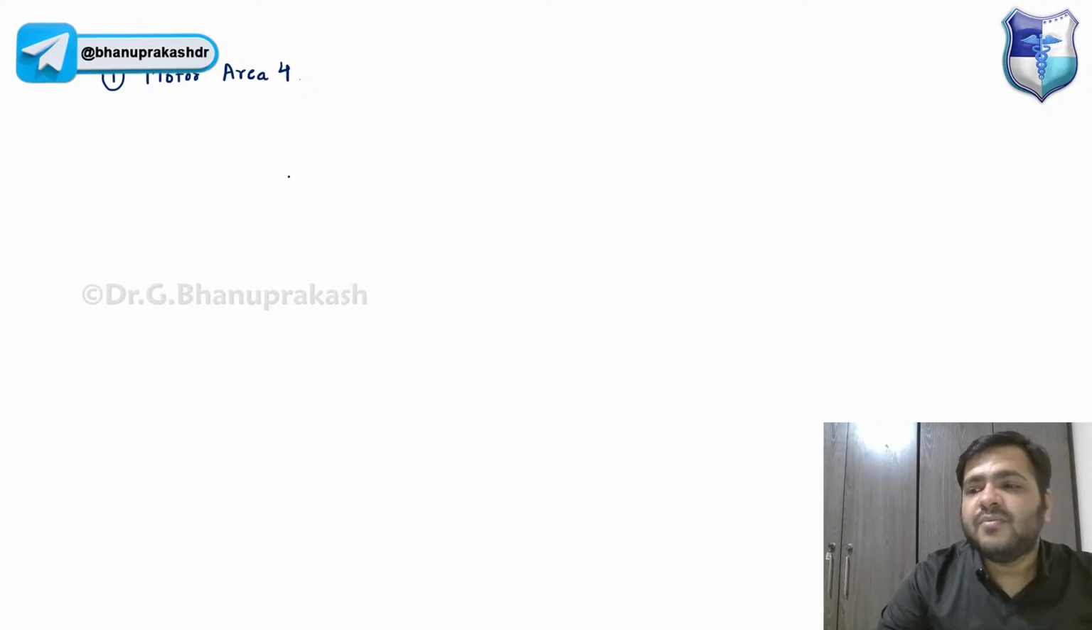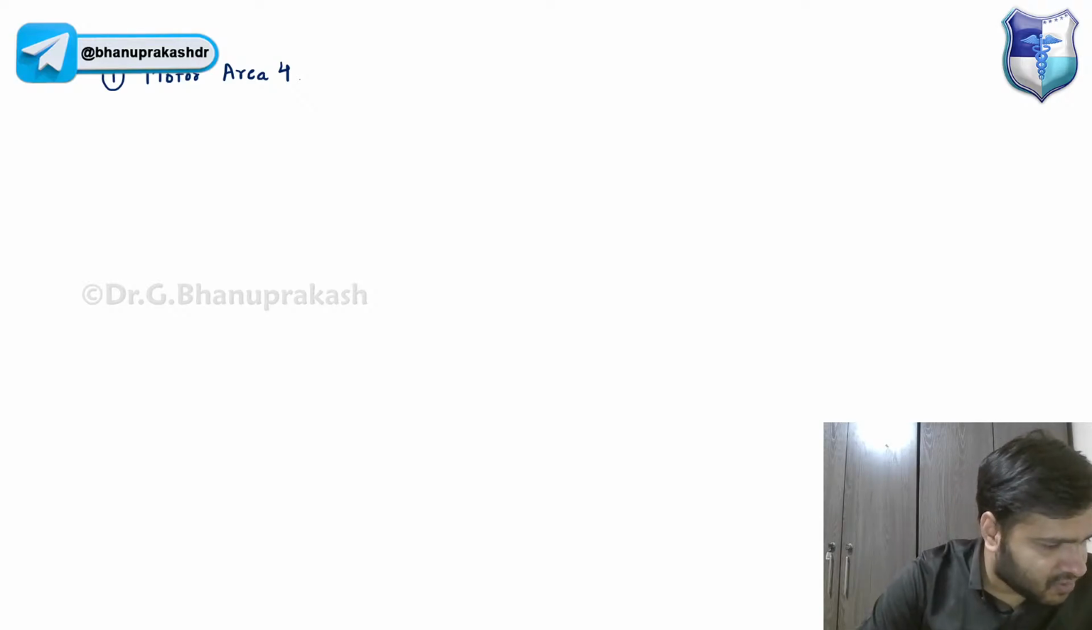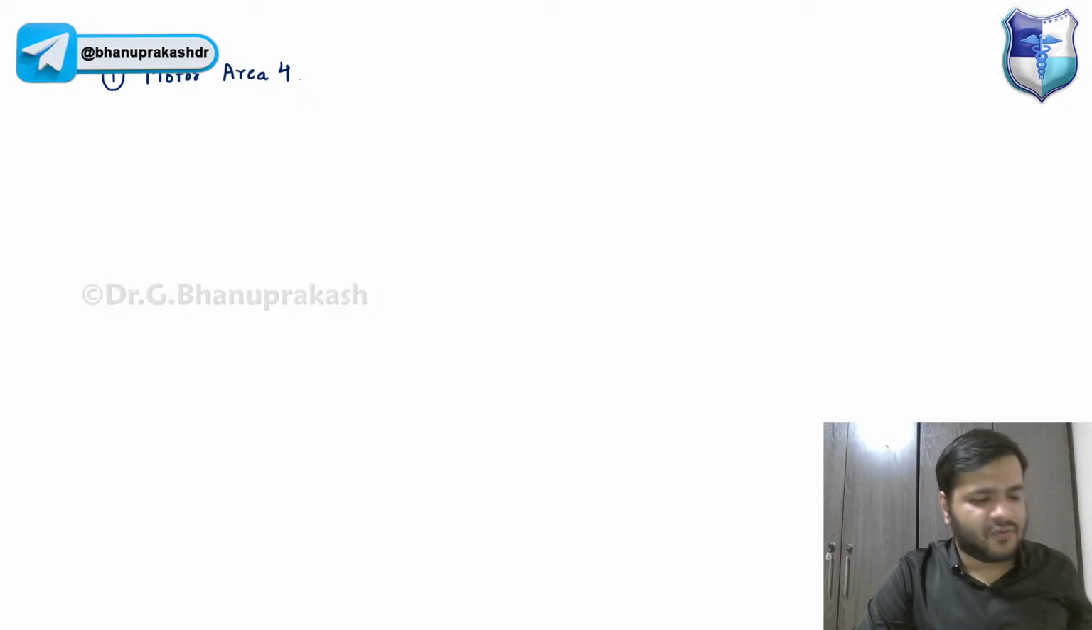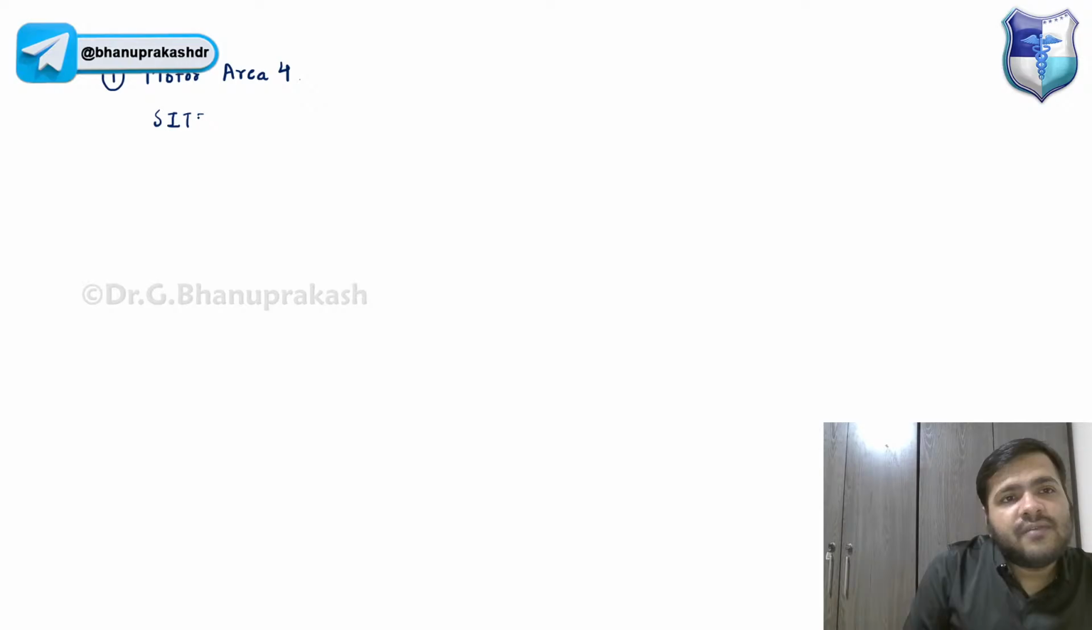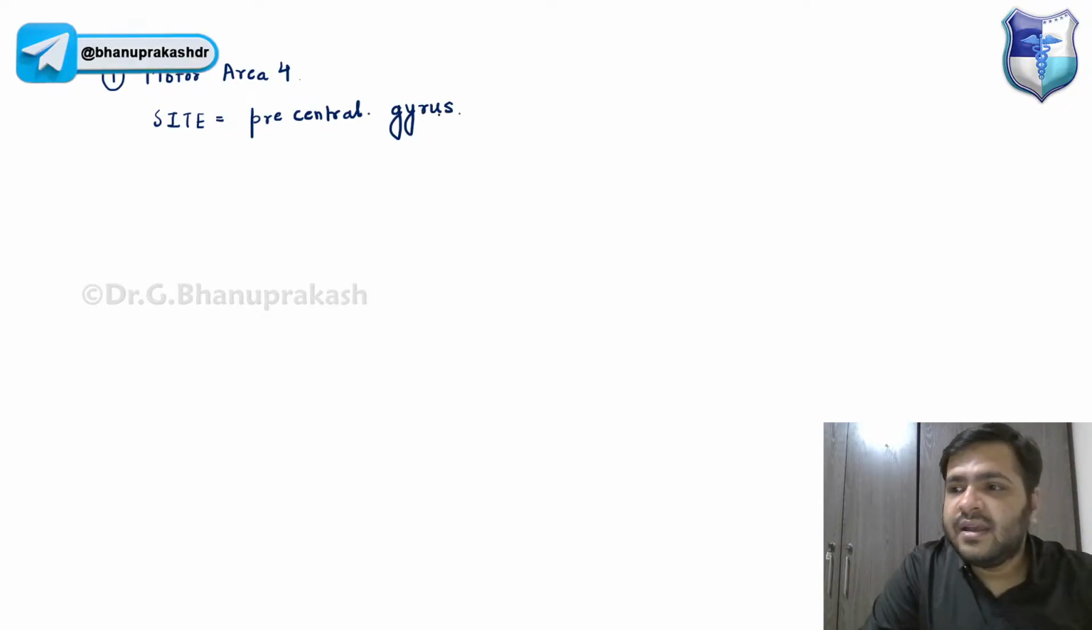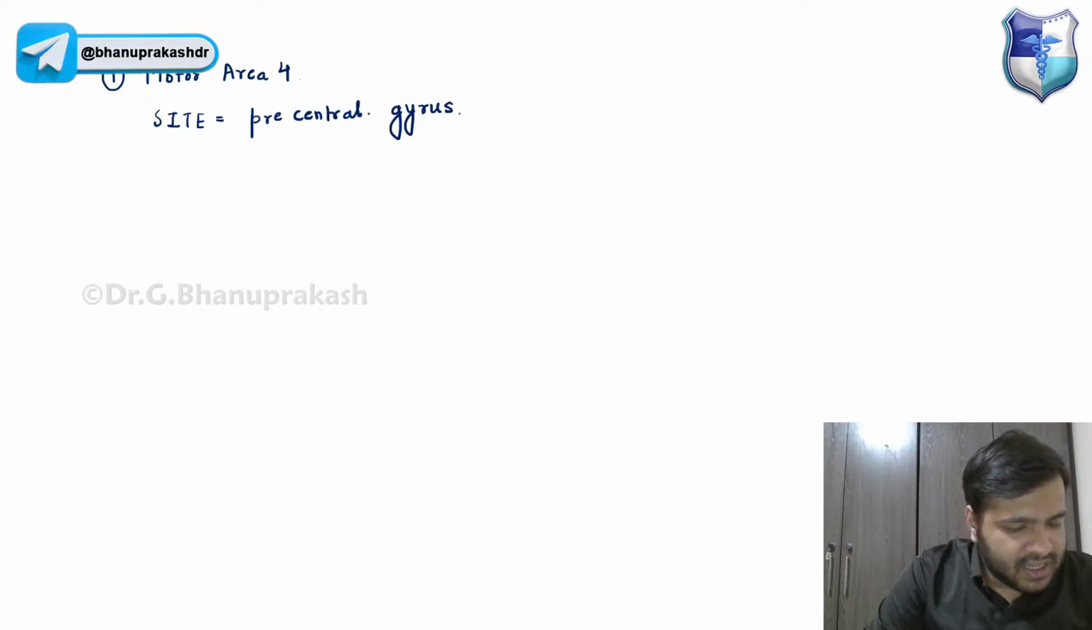Now where is this motor area 4 present? Tell me, guys, in the chat box, everyone. First you have to tell me the site where it is present. It is present in the pre-central gyrus. Very good, Raj. It is present in the pre-central gyrus, right? It is the primary motor area cortex.